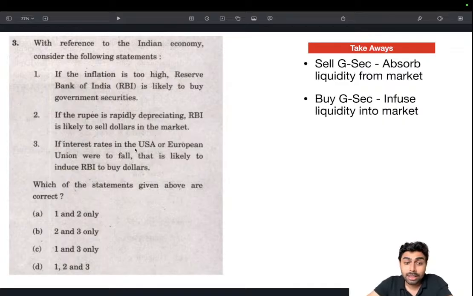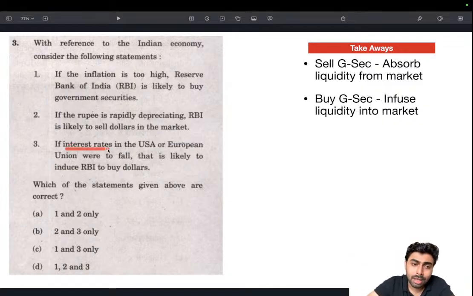Then, if interest rates in USA or European Union were to fall, it is likely to induce RBI to buy dollars. Yeah, that's true, because dollars are a very valuable resource for our forex. In the European Union or USA, where major trade occurs in euro and dollars, we can easily exchange them. So if dollars are cheaply available, what will we do? If a good that is precious to us, like gold, gets cheaper, we'll try to buy more gold. Same way, if dollar gets cheaper, that's the thing.